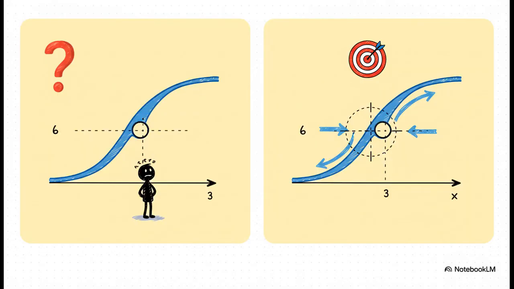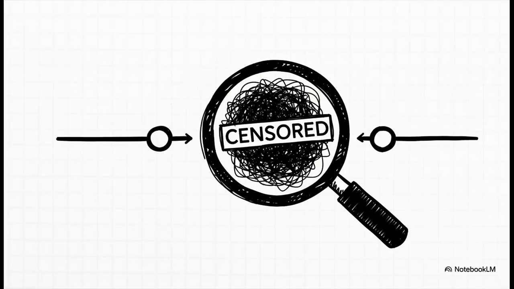And this slide says it all. This is the key difference. The actual value of the function right at x equals 3, it might not even exist. It's literally a hole in the graph. But the limit, the destination we are approaching from both sides, it absolutely exists. And it's 6.